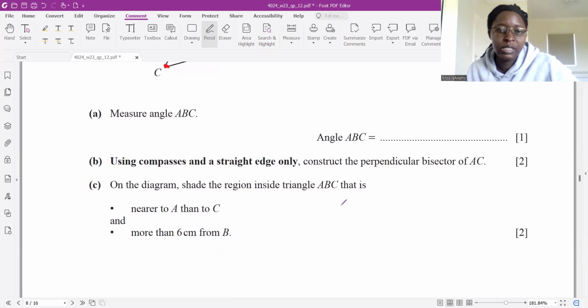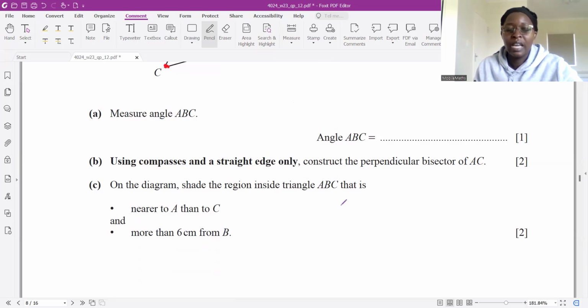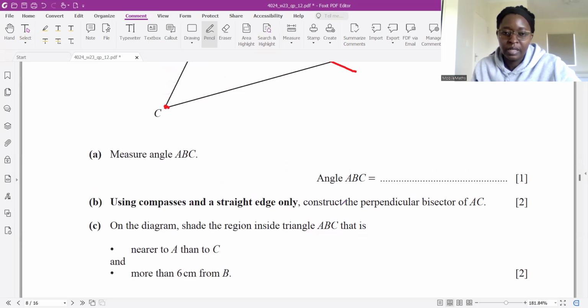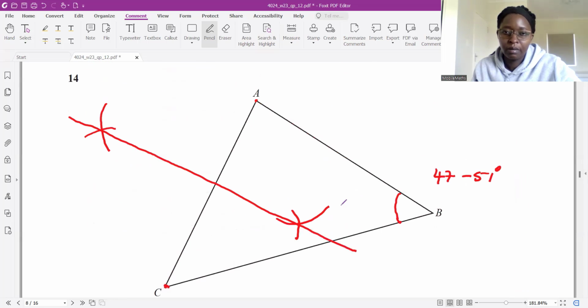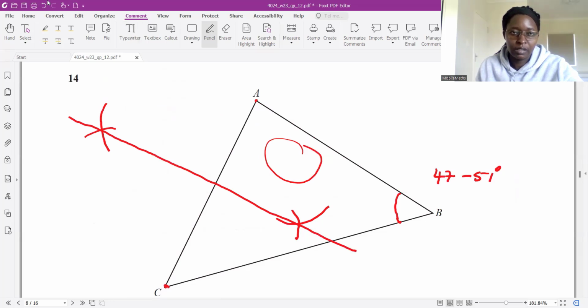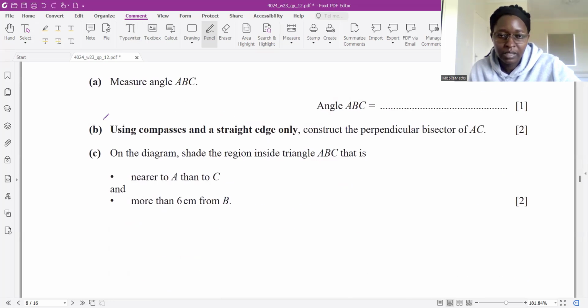Then they say, on the diagram, shade the region inside triangle ABC that is nearer to A than to C. Nearer to A than to C. So it's basically this region. That's the first thing. Then the other one is saying, and more than 6 centimeters from B.